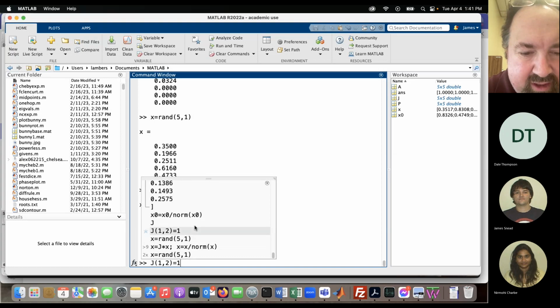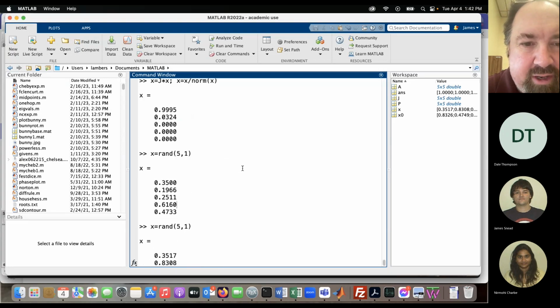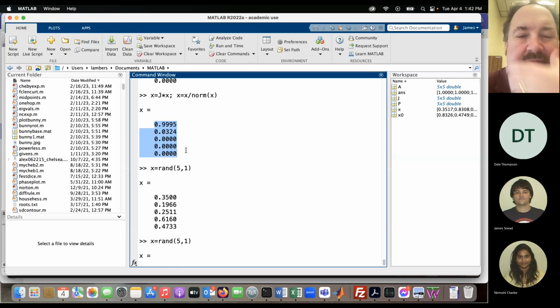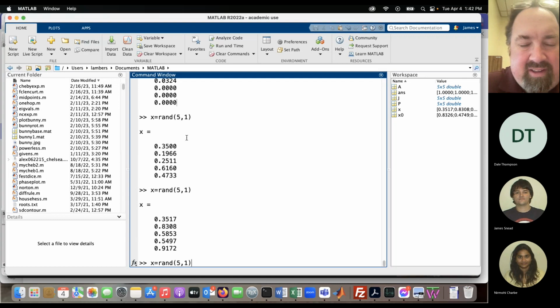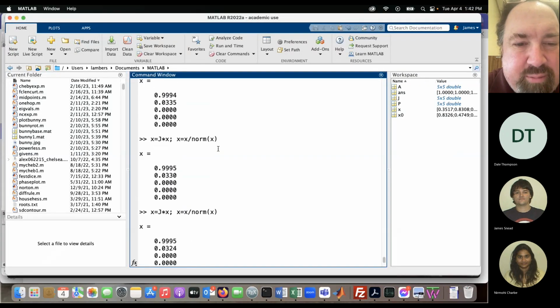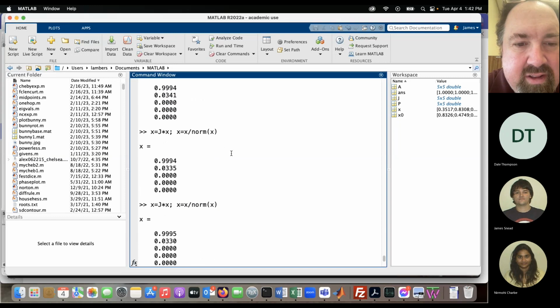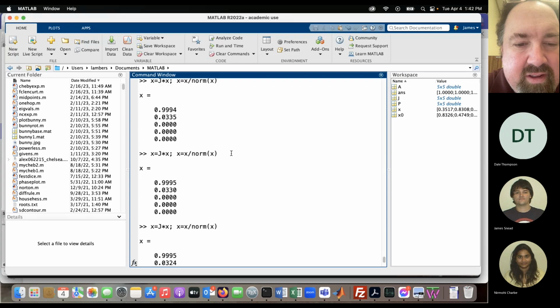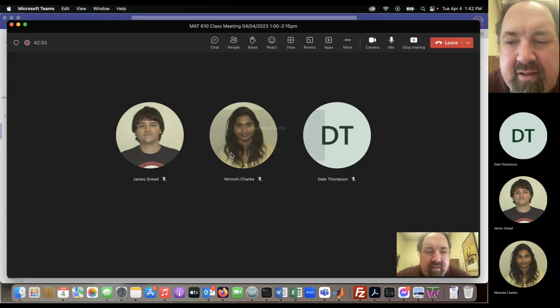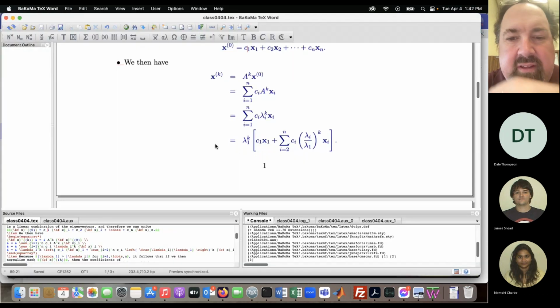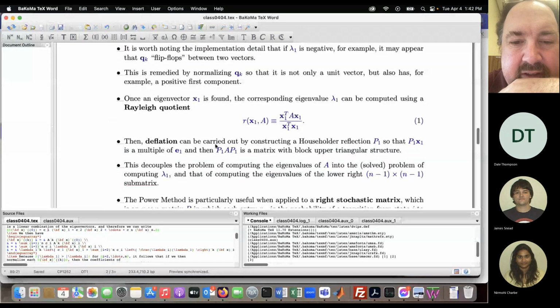Whoops. Oh, I goofed. I used the wrong command. But so that's interesting, that it's still converging, but just incredibly slow. Okay. Any questions about what happened in these examples? Oh, okay.